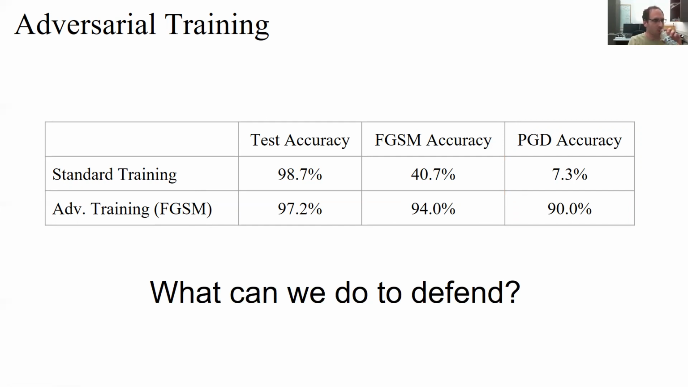May I ask a question about this number? This is all on this very simple MNIST data set. Does this number compare to the real world data set? Wait for the next slide. That's a great question. So any ideas, what can we do to defend now?